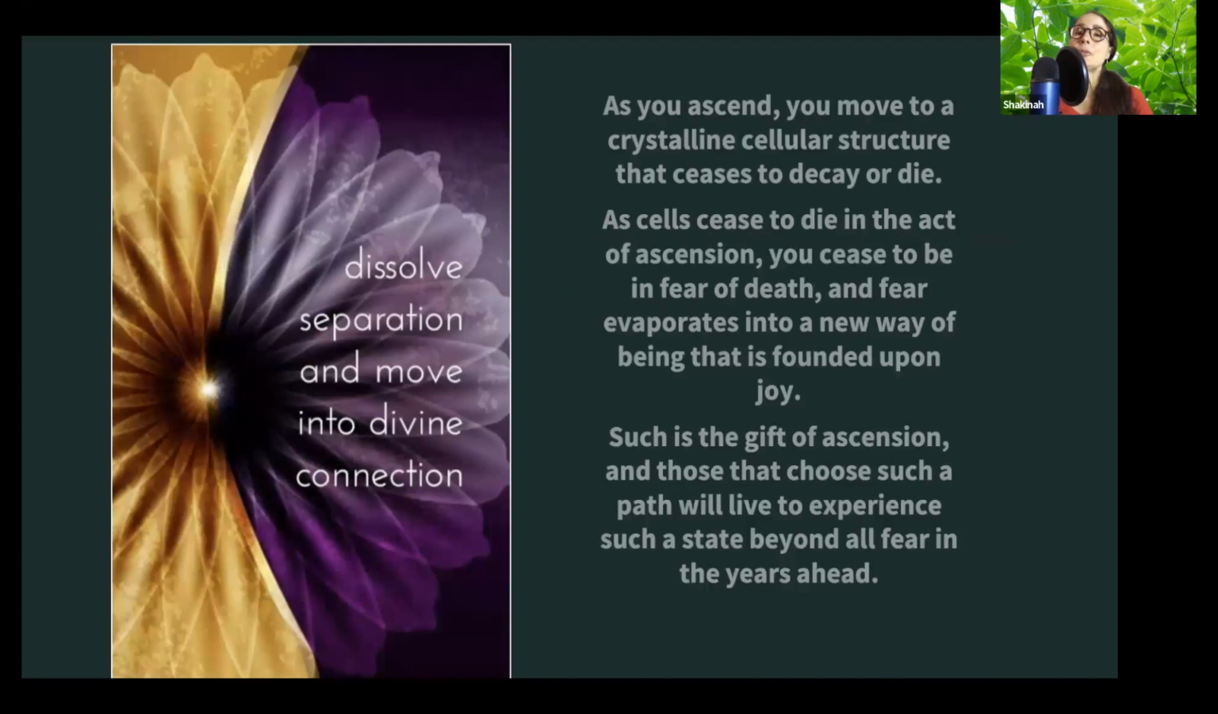As you ascend, you move to a crystalline cellular structure that ceases to decay or die. As cells cease to die in the act of ascension, you cease to be in fear of death, and fear evaporates into a new way of being that is founded upon joy. Such is the gift of ascension, and those that choose such a path will live to experience such a state beyond all fear in the years ahead.